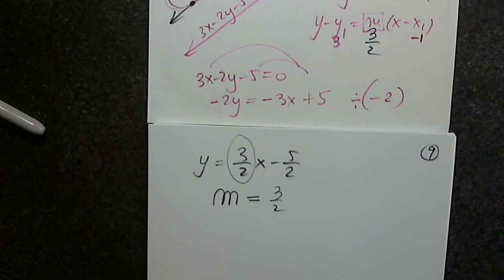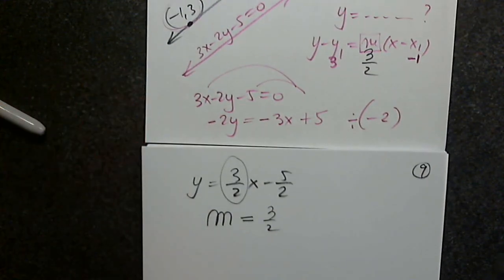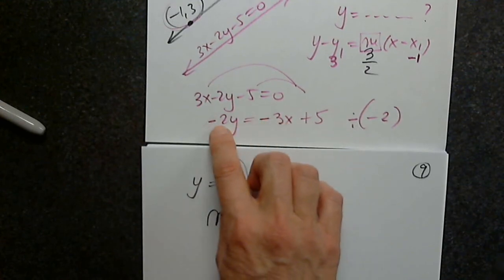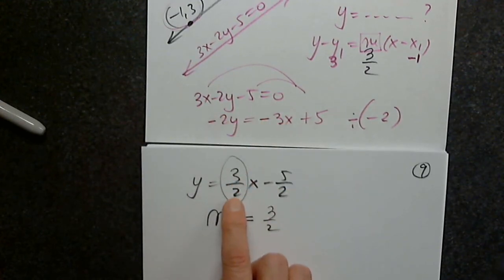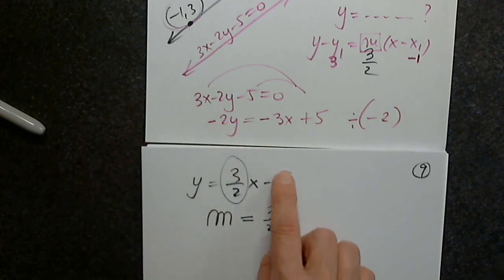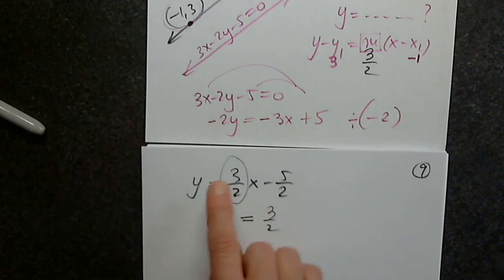Why 3 over 2? Because the lines are parallel. Were you able to keep up with this? Anyone? Okay. Say it again, please. Which one? From here, here? -3 divided by -2. 5 divided by -2. -2y divided by -2.